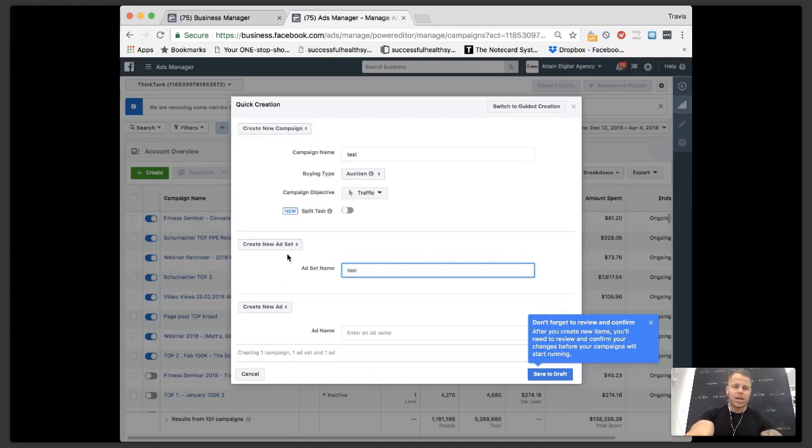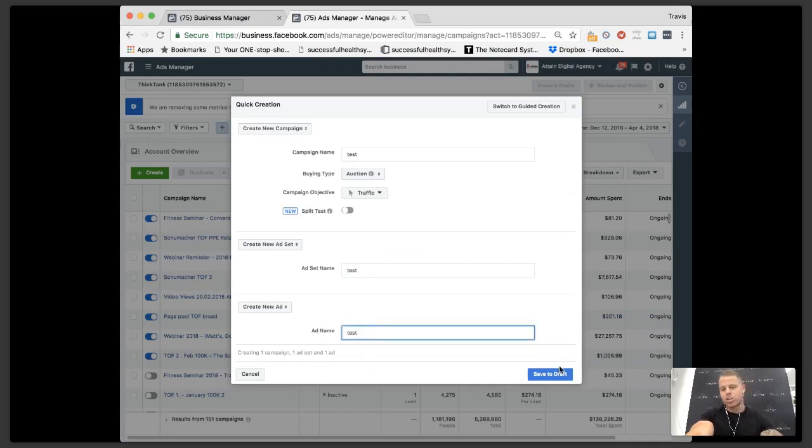The ad section is where you pick your targeting and the ad name, that's the section where you actually design your creative, or what you're going to be marketing.